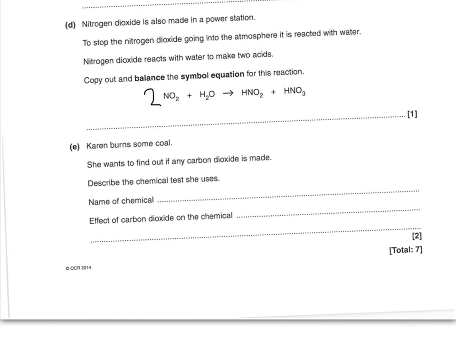Karen burns some coal. She wants to find out if any carbon dioxide is made. Describe the chemical test she uses. So to test for carbon dioxide, you need lime water. So that'll be your first mark. And then if you say it goes milky or cloudy or white, then that'll get you the second mark. But you must get the right name of the chemical first before you get the second mark.